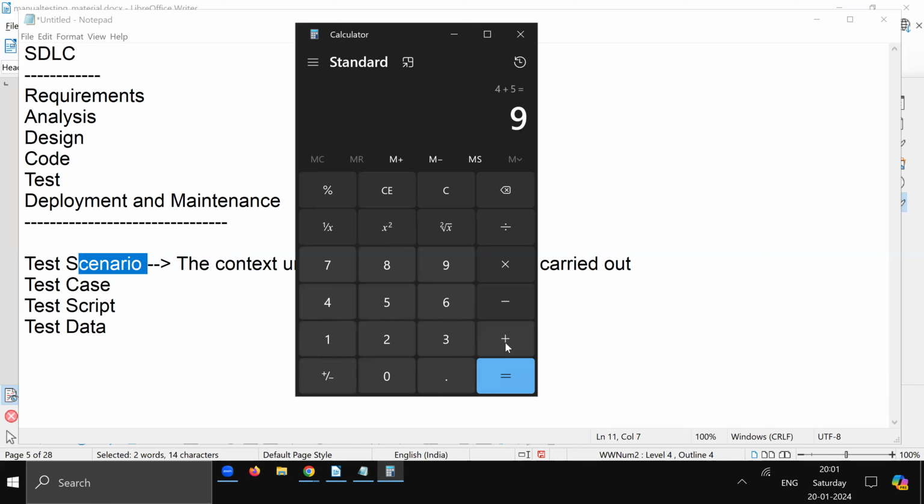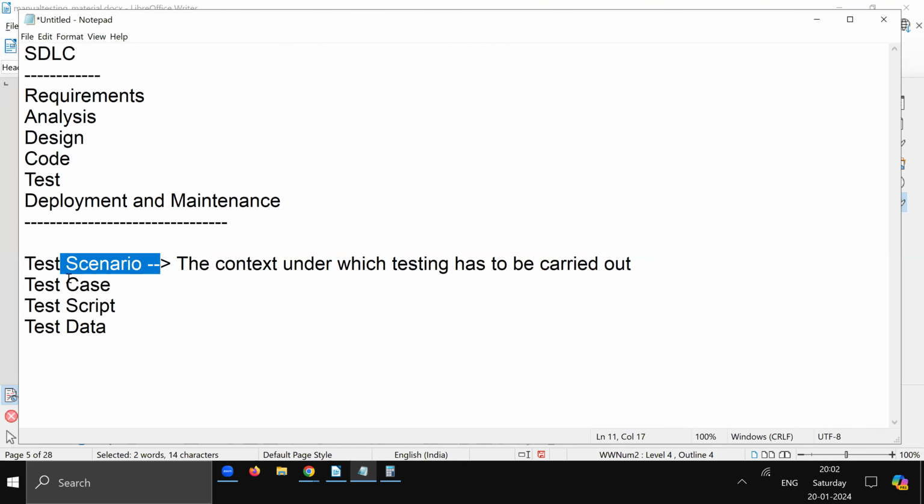So in this discussion, everything came, right? Test scenario, test case, test script, test data. Verifying arithmetic operations is the scenario. Under it, addition is one test case. Under it, the steps like press 4, press plus, press 5, press equal to, all those steps are part of the test script. And right within the test script, there is test data embedded. What is the test data? 4, 5.